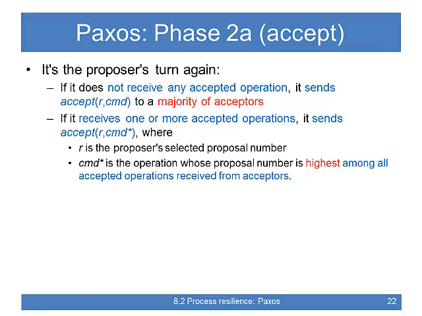And then you can see what the proposer will do. It will then broadcast that thing back to the acceptors. This is a very important one. So formally what it does, it receives one or more accepted operations. It sends an accept(R, command*) back. And command* is the operation whose proposal number is highest among all accepted operations received from the acceptors. Yes? So often this whole proposer is having the same accept. I'm still talking about the single proposer. So that's the easiest way of thinking of it right now.